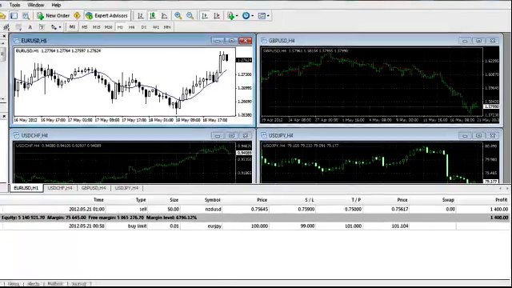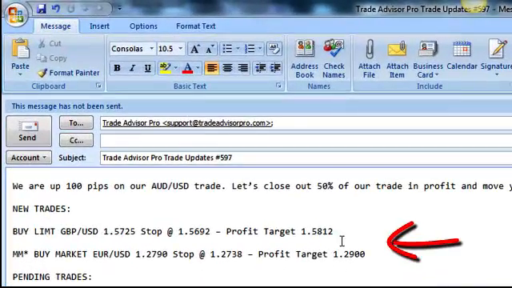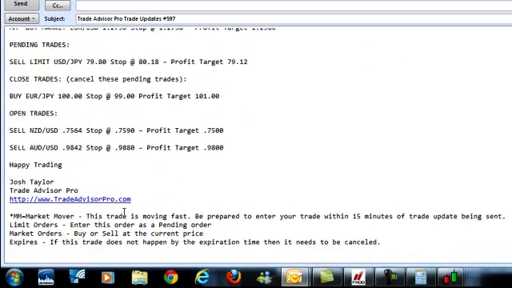So let's go back to our email. Now when you go through this email, you need to go through it like a bullet point list and make sure you do everything that it says to do. Okay, so now we just did the first part. We closed half our position, we moved our stop to our open price. Now we have new trades. We have a couple different trades here, and at the bottom of the email, it's going to explain a couple different things. There's four different levels here actually.